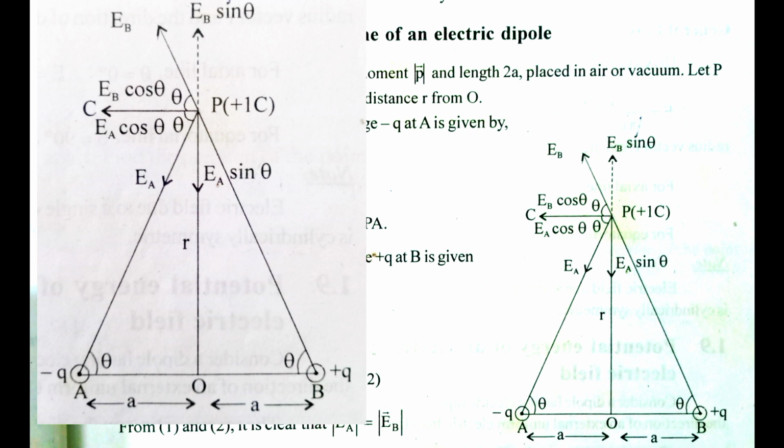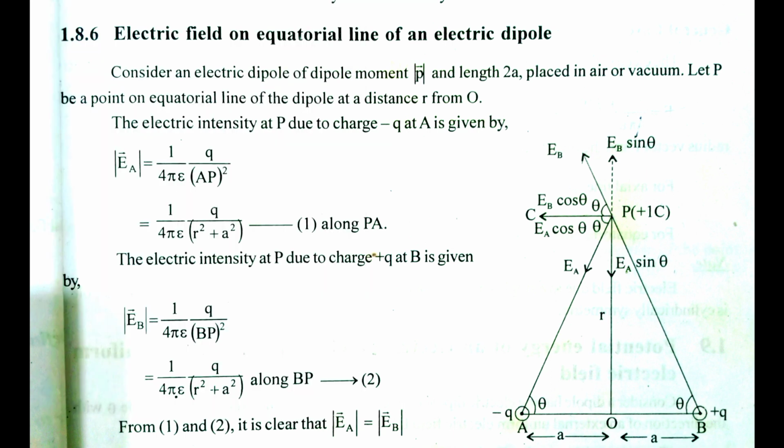The minus q charge is kept at A, so we can write it as E_A. That will be equal to 1 by 4 pi epsilon, q by the distance squared. What is the distance between minus q and P? That distance is AP, right? So we can write the equation as E_A equals 1 by 4 pi epsilon, q by AP squared.